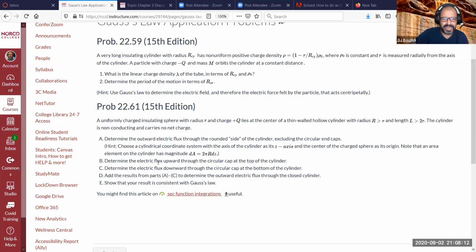It's the determine the electric flux outward through the, no, the rounded side. I'm sorry, that's a question, okay? The rounded side is what I call the lateral side of the cylinder. So we're going to calculate the flux through the lateral side. Here is where the difficulty with that problem is.